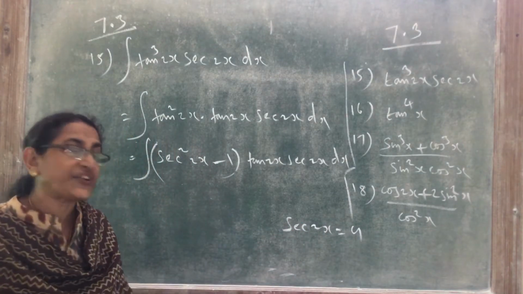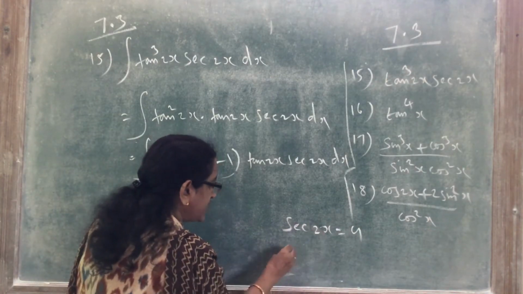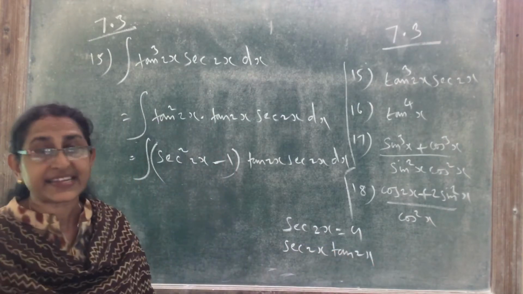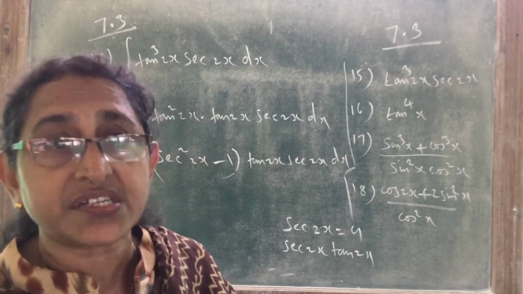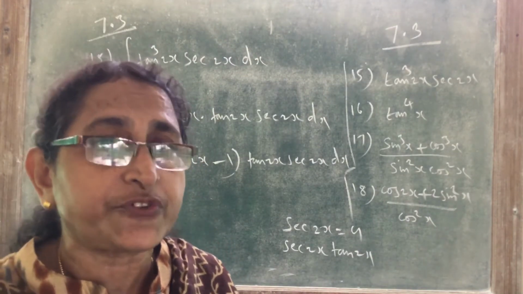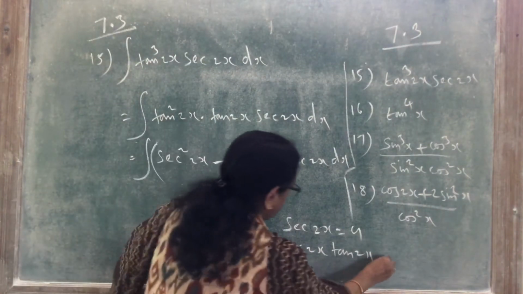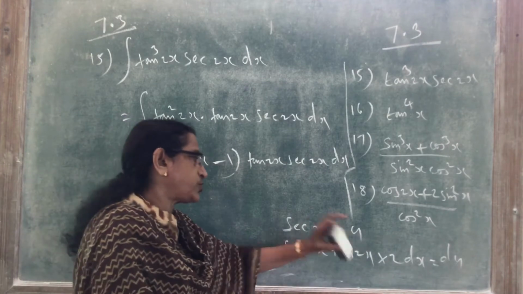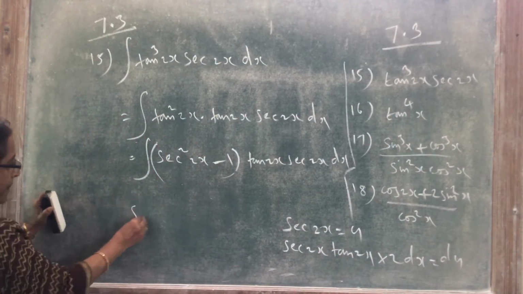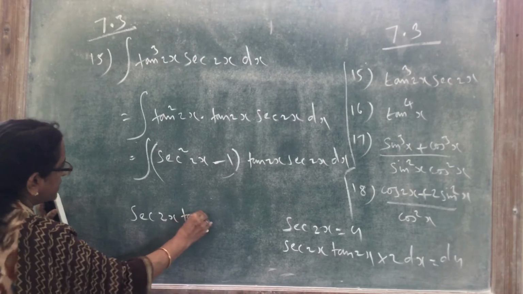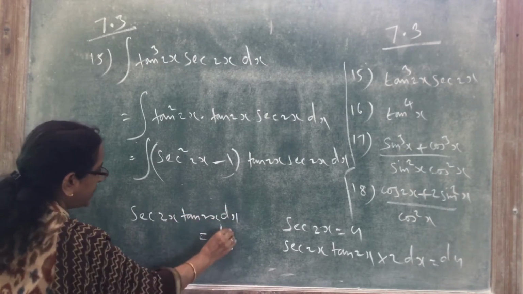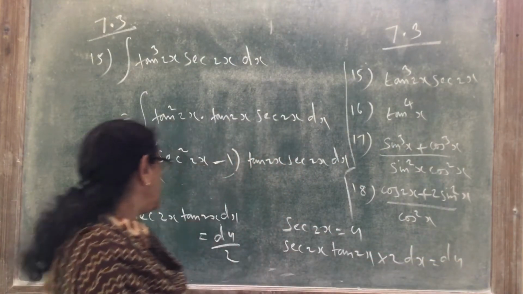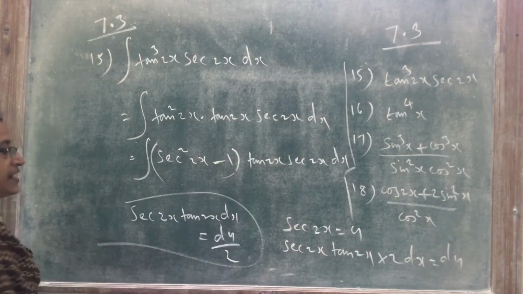Then the derivative of sec 2x is sec 2x tan 2x, the derivative of sec x being sec x tan x, into the derivative of 2x, that is 2. So into 2 dx equals du. We want sec 2x tan 2x dx, which is du by 2, taking the 2 to the other side. So sec 2x tan 2x dx is du by 2.